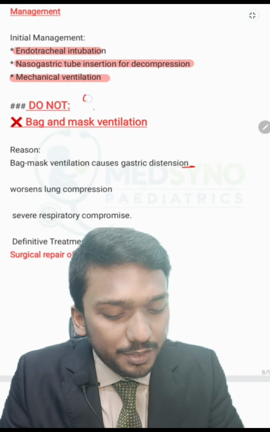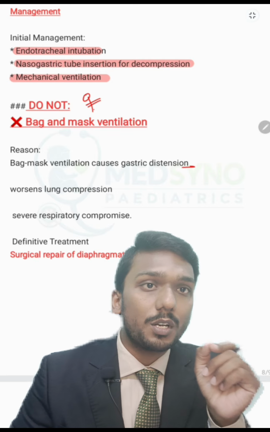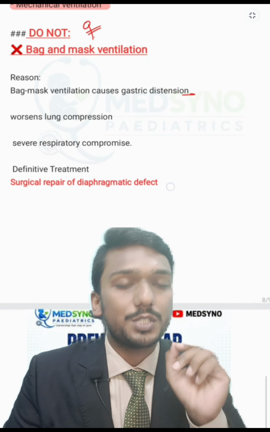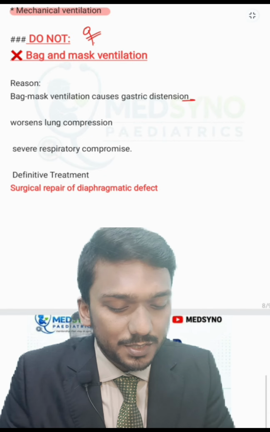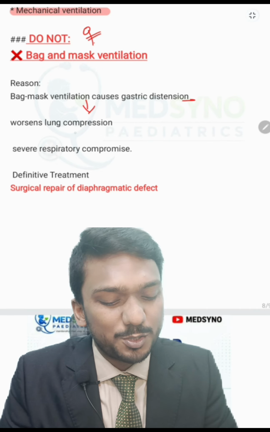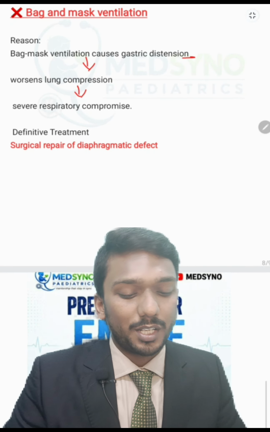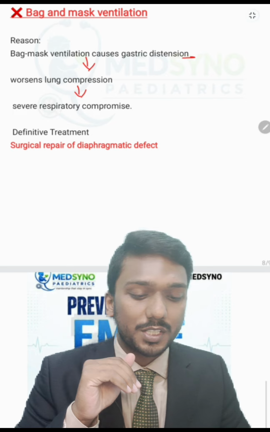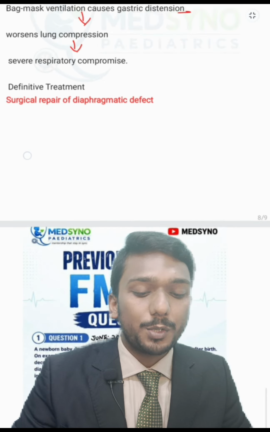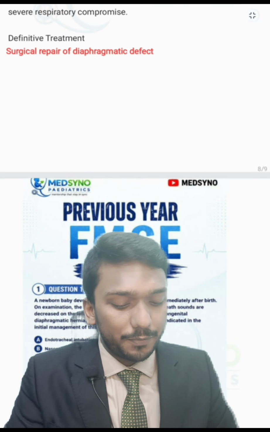They asked this question in one of the previous FMG papers: what we should not do. We should not do bag and mask ventilation in this case. Why? Bag and mask ventilation causes gastric distension, which worsens the lung compression, which again leads to severe respiratory distress. So that's why we are not using bag and mask ventilation in these cases. The definitive treatment is surgical repair of that diaphragmatic defect.